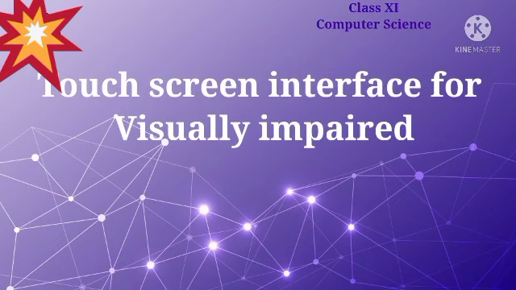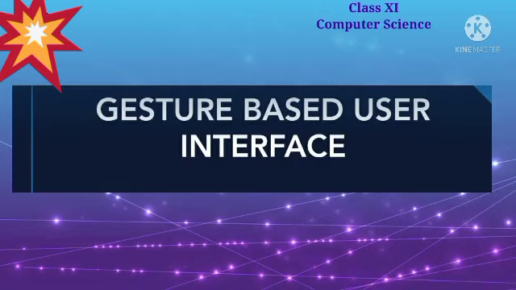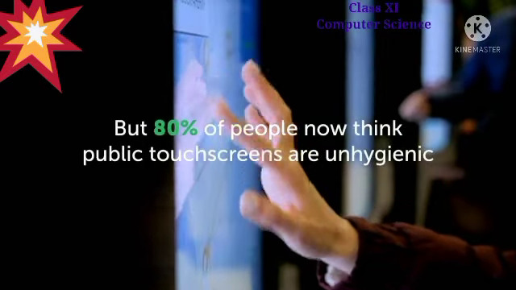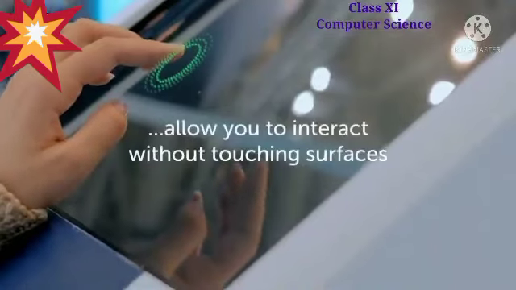Next, we are going to learn about the gesture-based user interface. Gesture-based user interface is the user interface which uses gestures. Gesture user interface refers to using specific gestures like scrolling, pinching, tapping to operate an interface. It also refers to gesture recognition, including tipping, tilting, eye motion and shaking. Based on the gestures, it will provide the interface. It will be more clear through this video. You can watch this video to see how it is working using the gestures.